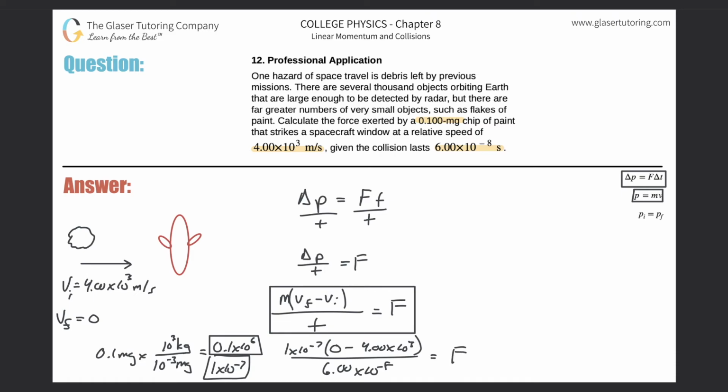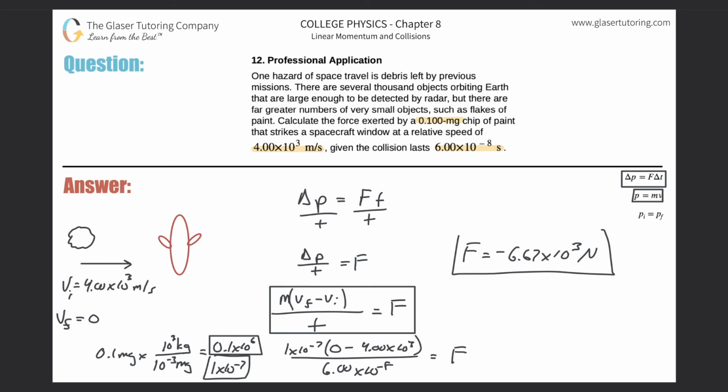So we just have to plug it in. Let's see what we get. 1 times 10 to the minus 7 times negative 4 times 10 to the third, divided by 6 times 10 to the minus 8. Look at that, negative. There it is. So we get the force is equal to negative 6.67 times 10 to the third, and that's in terms of newtons.